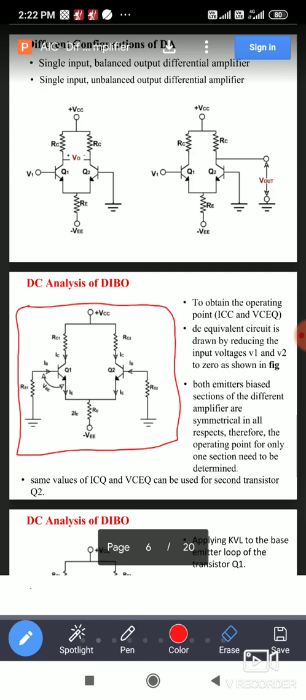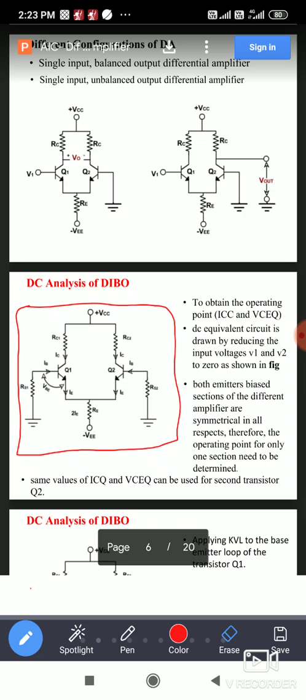What will be the change in the diagram? Can anyone tell by observing this diagram? What is the change? Please tell what will be the change in the diagram here. Input is also there, RS1, RS2, both are R in. RS1 is equal to RS2 is equal to R in, that is the input resistance. Collector resistors are RC1, RC2, equal to RC, and the emitter resistor is RE.